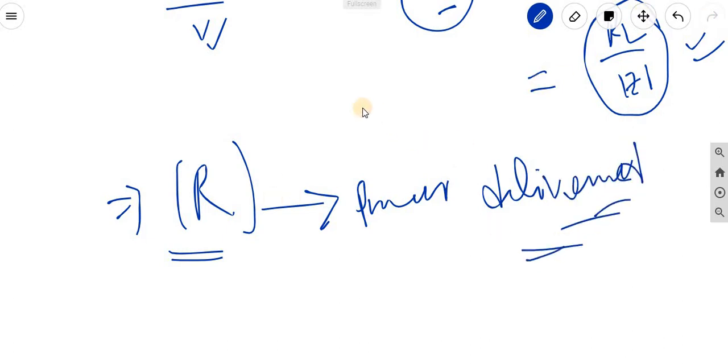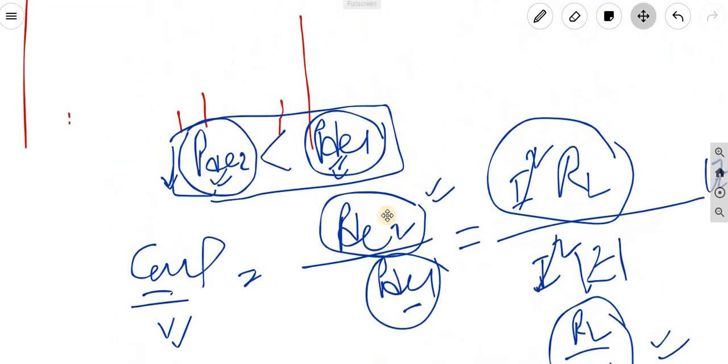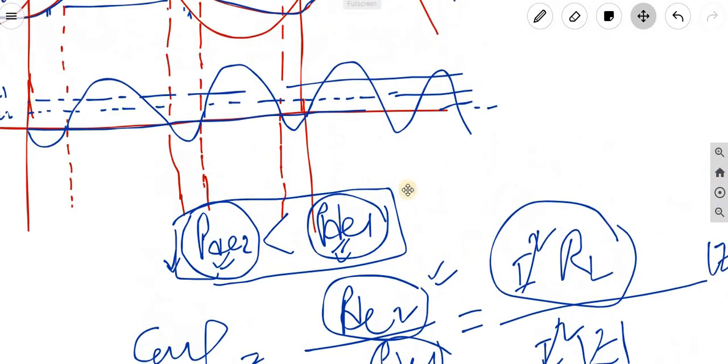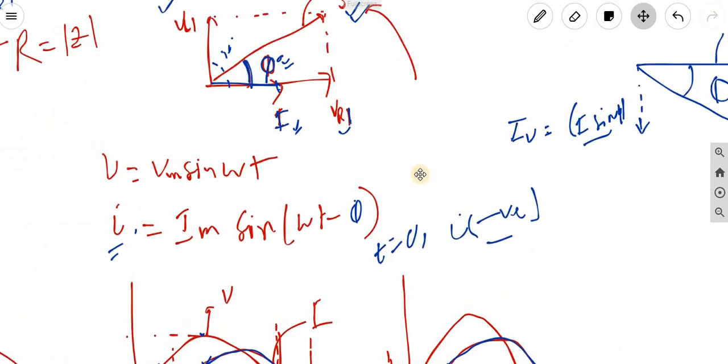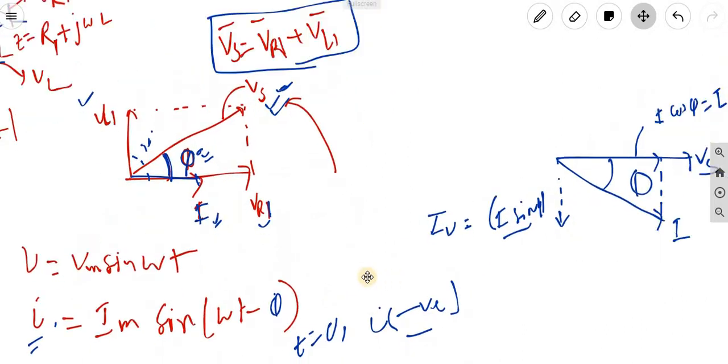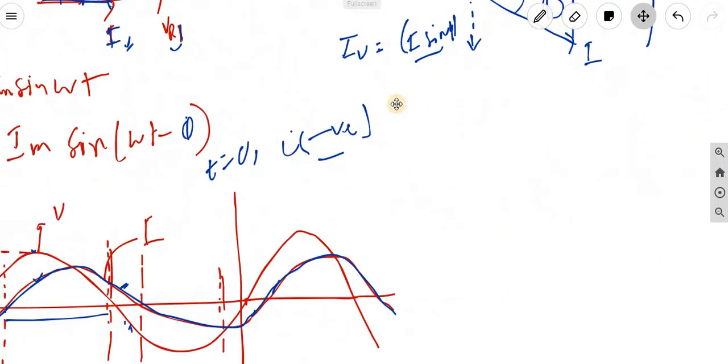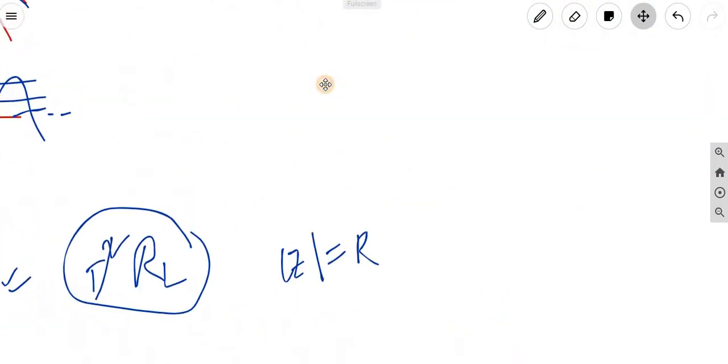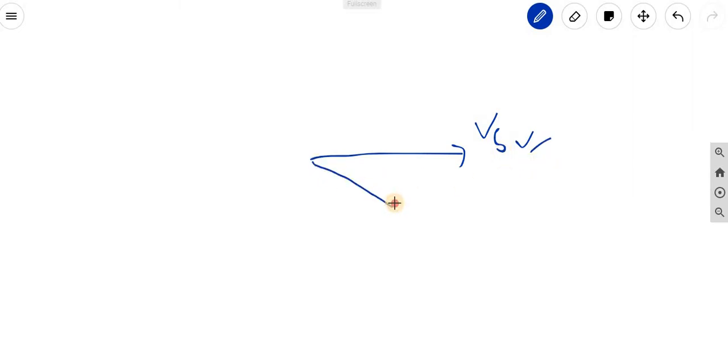Okay, for resistance only power is delivered, not for the inductance, not for the capacitance. So again, in a mathematical way, from the phasor diagram we will present these things. What is the power? For the second case, we have the source current, the source voltage, and some angle, this was phi.